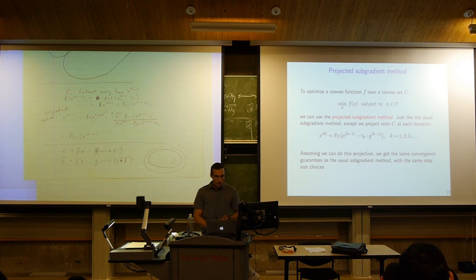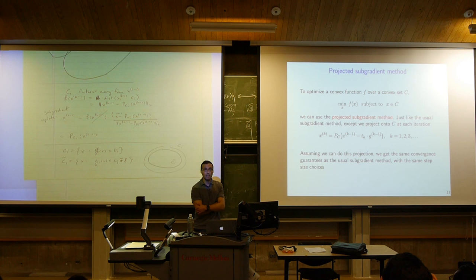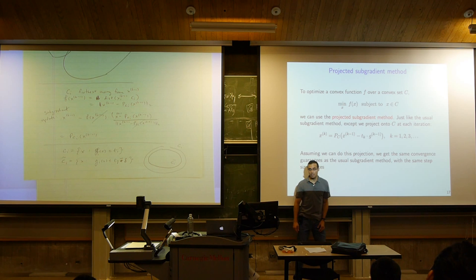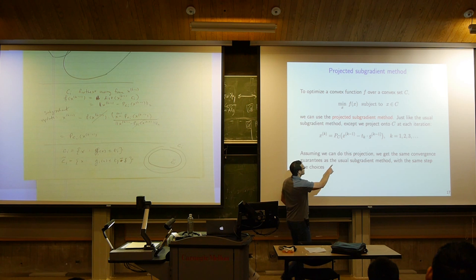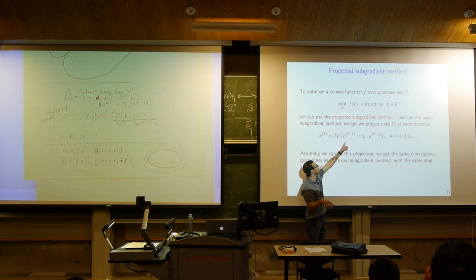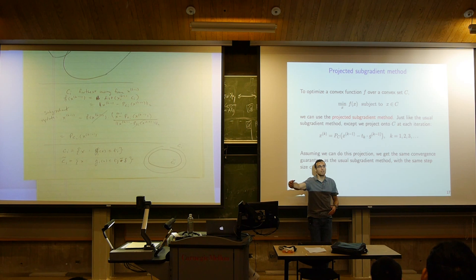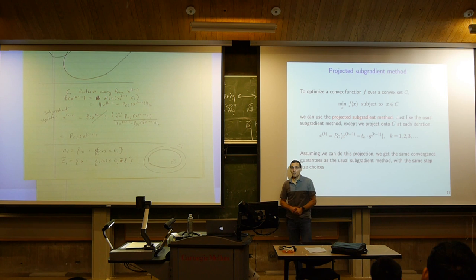To minimize a convex function that's not necessarily smooth over a convex set, we can use something called the projected subgradient method, which is just like the usual subgradient method, except that after we take the usual subgradient-looking update, we have to project ourselves back onto the set C, right? Because this step would not necessarily be feasible. If we're at x_{k-1} and we're in the set C, because we're maintaining a feasible point so far, then taking a step opposite to the subgradient times the step size may put us outside of the constraint set C from our original formulation, so we need to project ourselves back onto the set C. So this is called the projected subgradient method.